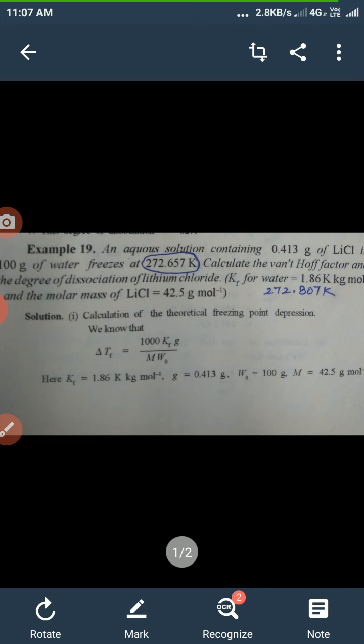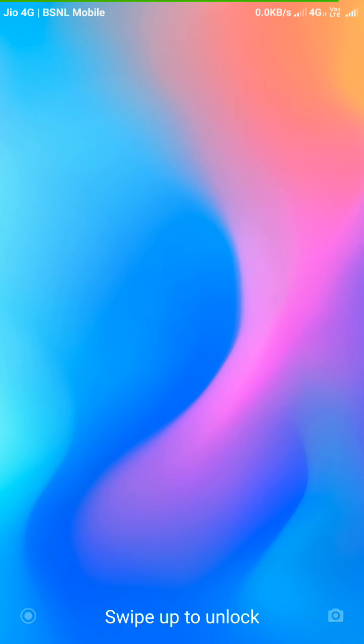Given are Kf, the freezing point depression constant for water, which is 1.86 Kelvin kilogram per mole, and the molar mass of LiCl, which is 42.5 gram per mole. Now the first step is calculation of the theoretical freezing point depression. We know that delta Tf is equal to 1000 Kf G divided by M W0.